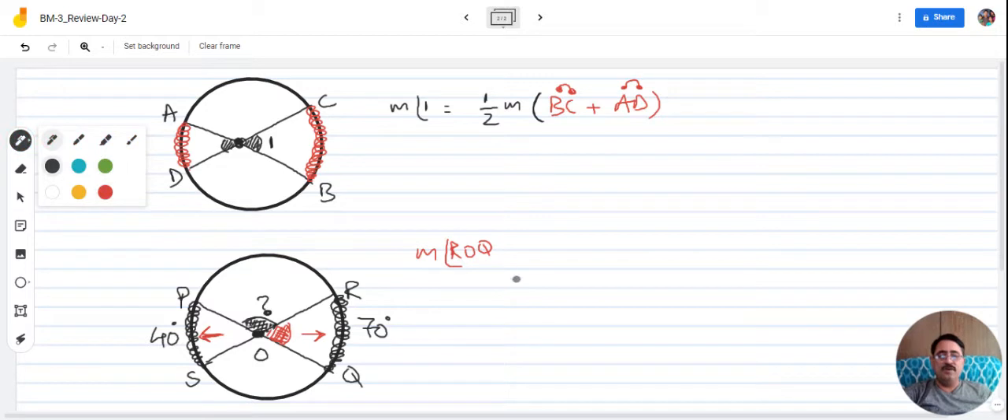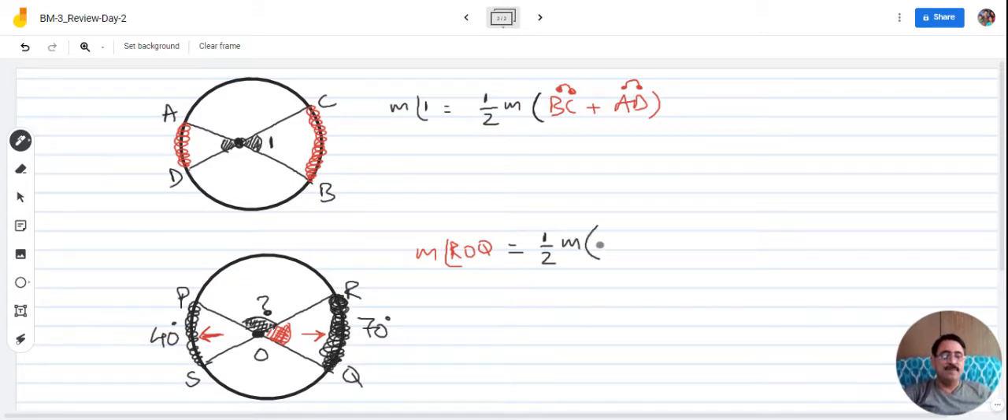Now, let me take that measure of angle ROQ equals half the measure of... I see that there are two arcs whose values are given. This is 70. So 70 plus, don't forget, when the chords intersect inside the circle, we add the values. So this is 40, 70 and 40. So I get half of 70 plus 40, that gives me 110 degrees. Half of 110, which is 55.